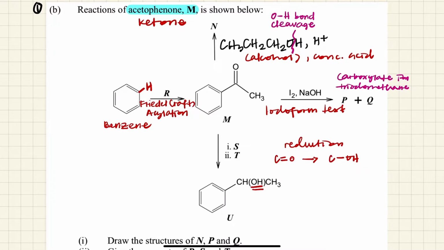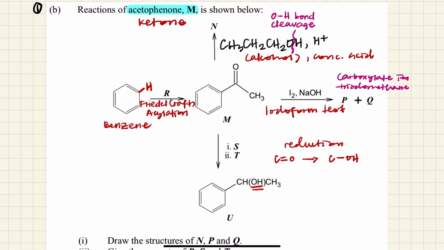What's going to happen is that this part will be delta minus, this will be delta plus, and this will be delta plus, and this will be delta minus. So this oxygen, this whole OR group, will attach to this carbon. So you will have your OR group here, and this oxygen will become your OH. Alright, so that's N.